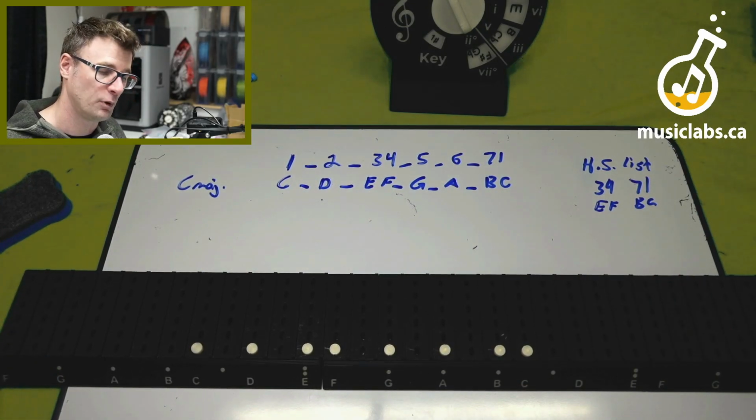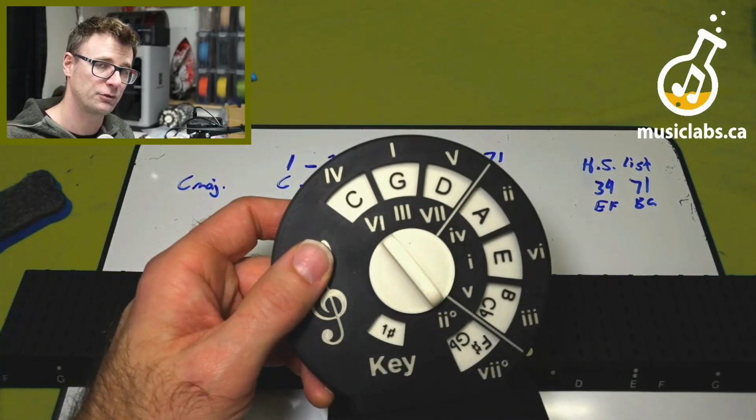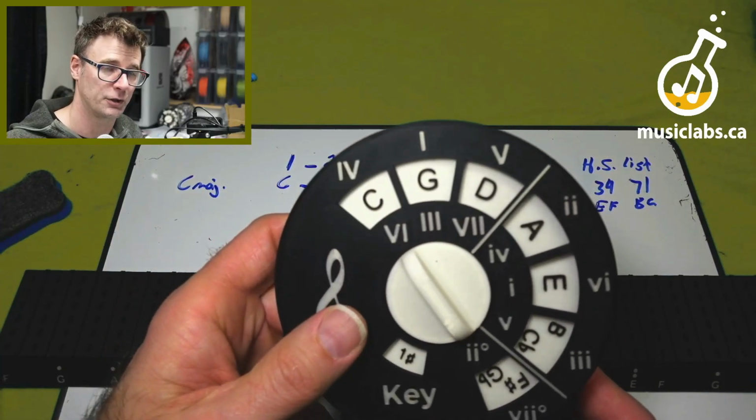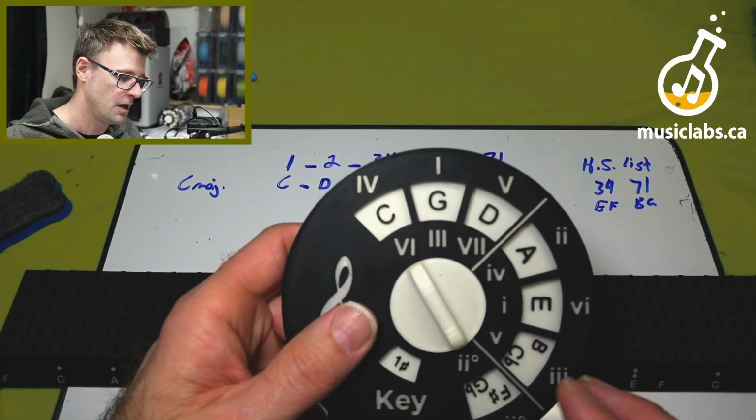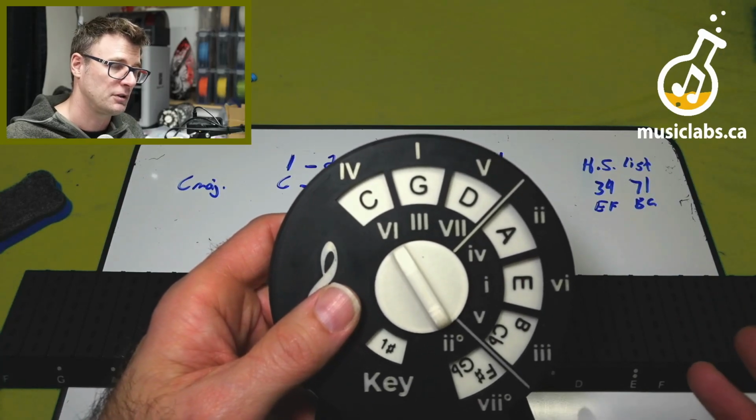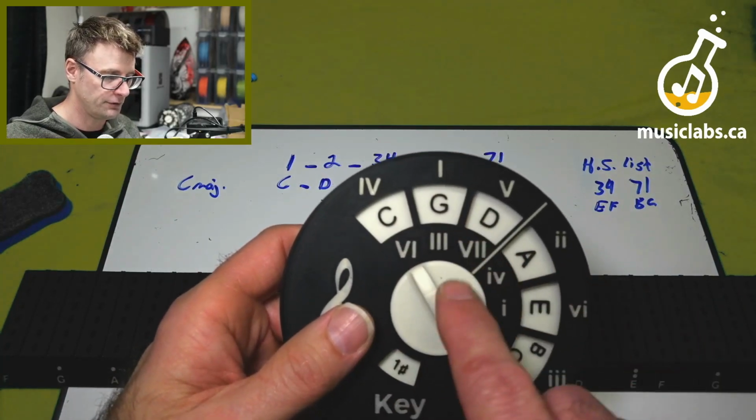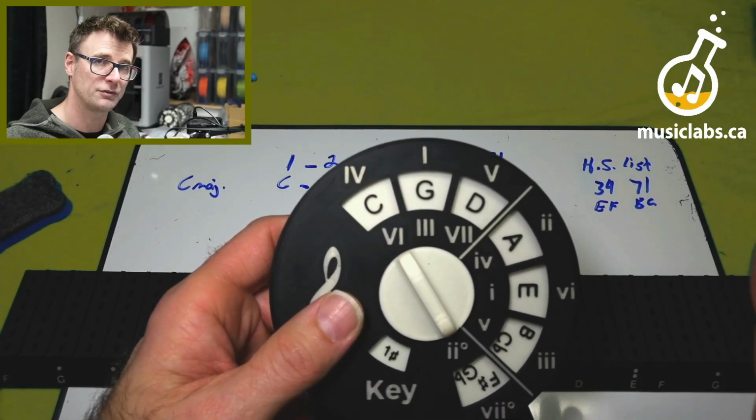Okay, that's great. But what if we wanted to change keys, you ask? Okay, so grab your circle of fifths dial. If you don't have a circle of fifths dial, write circle of fifths dial in the comments, and I'll let you know how to get one. If you can grab a circle of fifths off the internet, you'll be able to do this yourself as well. I'm not going to go into how the circle of fifths works in this video, but later on we'll get to it.